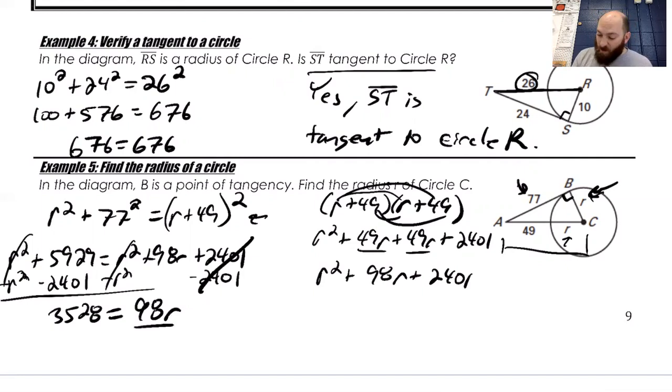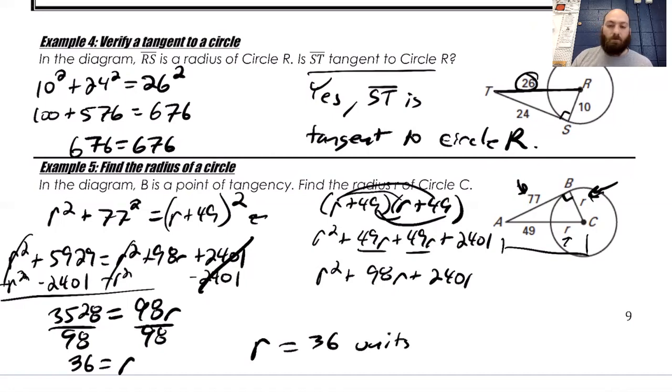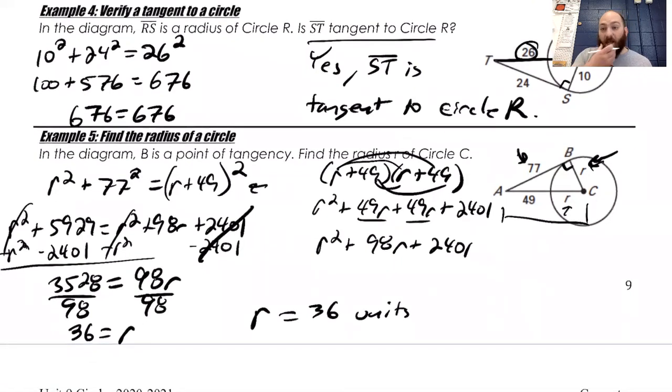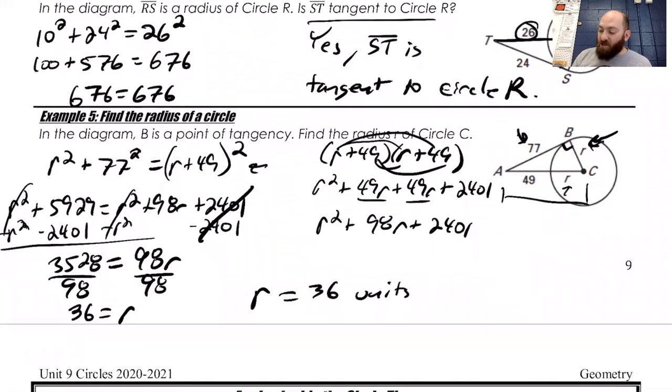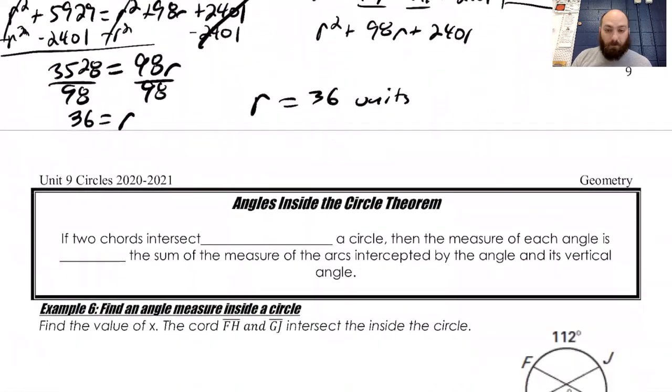And let's finish my algebra up with division. So I get 36 for my radius. Okay, so I don't have any units, so I'll just say 36 units. So my radius is equal to 36 units here. All right, that's applying my definition of a tangent line to my Pythagorean theorem.